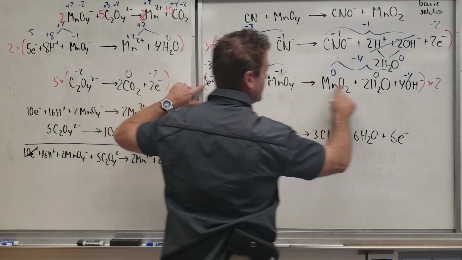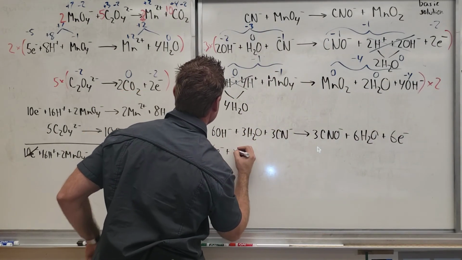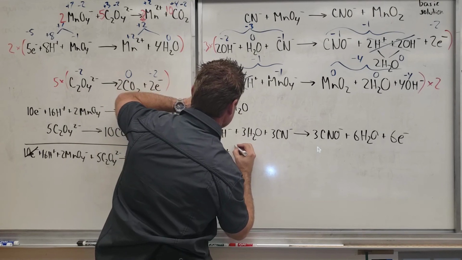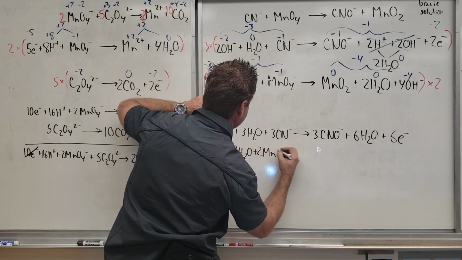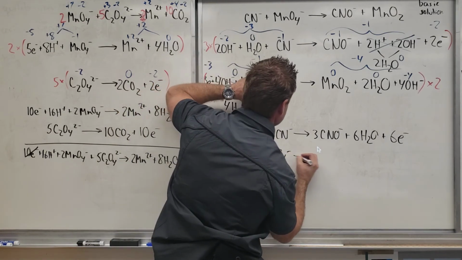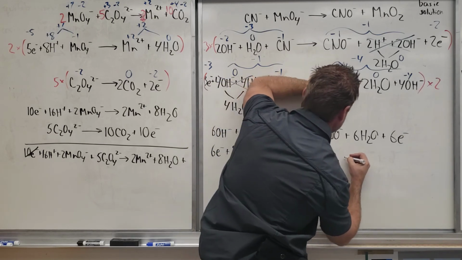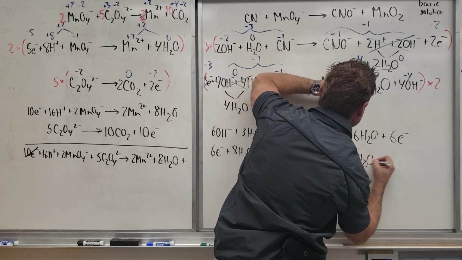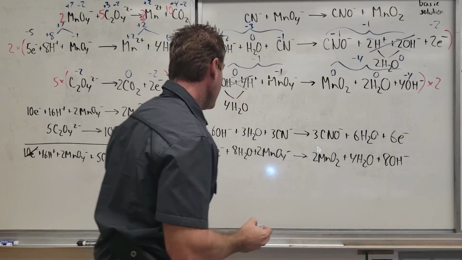Okay, now I'm going to do this one all by 2. So 2 times 3 electrons is 6 electrons plus 2 times 4 is 8 waters plus 2 MnO4 minuses gives me 2 MnO2s plus 4 waters plus 8 hydroxides.